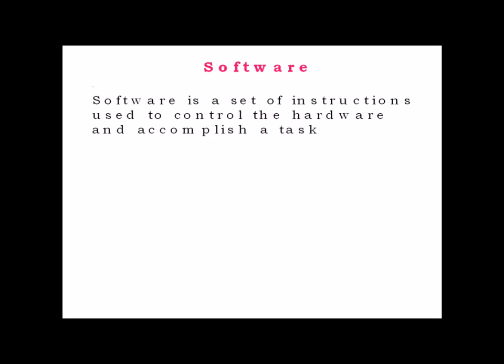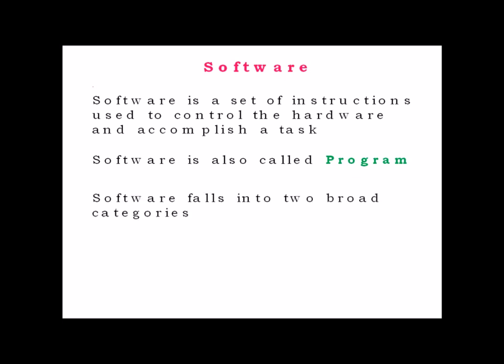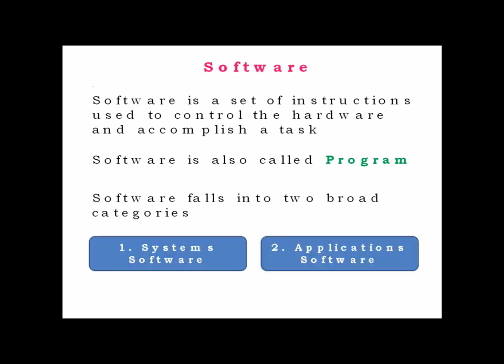You cannot touch or feel the software. So, software is a set of instructions used to control the hardware and accomplish a task. Software is also called a program. Software falls into two broad categories: system software and application software.